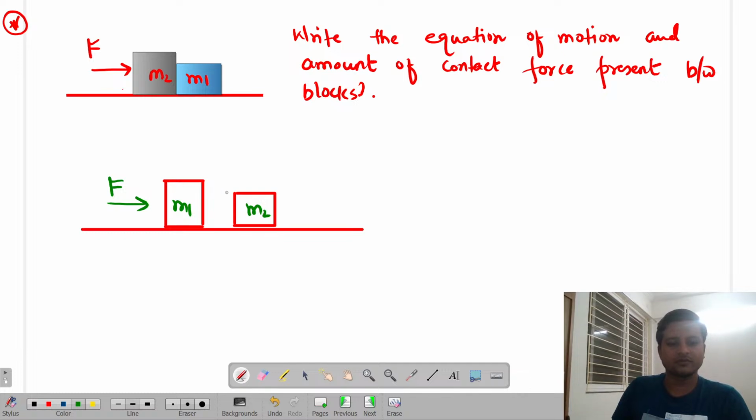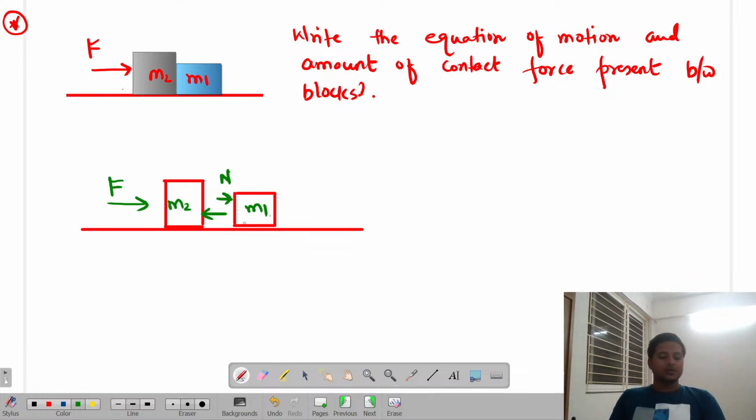Now, due to this force F, this force will try to push this M2 by a normal N. Now this is M2, this is M1. So M2 will try to push M1 or not. So let's suppose it pushes by normal N. So there is an equal and opposite reaction due to that N, isn't it? Now, as I apply the force, both of the blocks will move with a common acceleration. Are you able to get me or not?